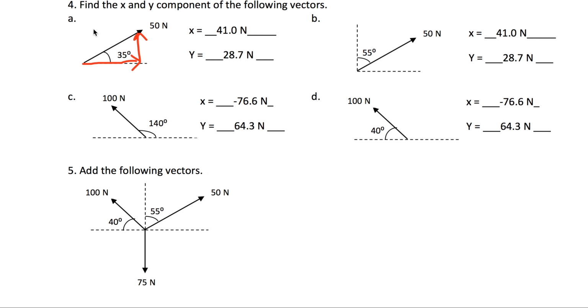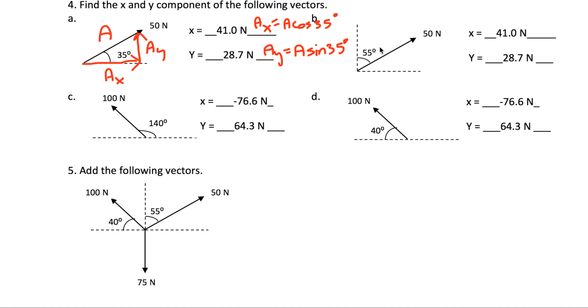So if we call this vector A, this would be AX, the x component, and this would be AY. AX is adjacent to the given angle, so AX is equal to A cosine of 35. A is 50, so we'll get 41. For the y component, it's opposite to the angle, and an opposite component will always use the sine, so it's A sine of 35, which gives us 28.7.